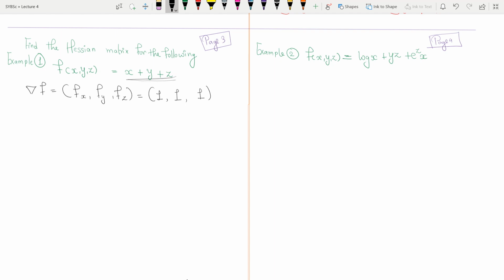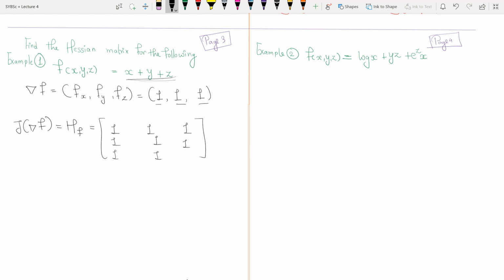Now I will find the Jacobian of this. It was so easy. The Jacobian of this gradient is nothing but my Hessian matrix for f. How do I find the Jacobian? I need to write the entries in a row. That means it is actually 1, so I will write 1, 1, 1 everywhere.